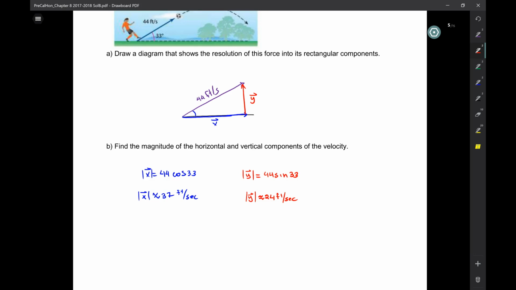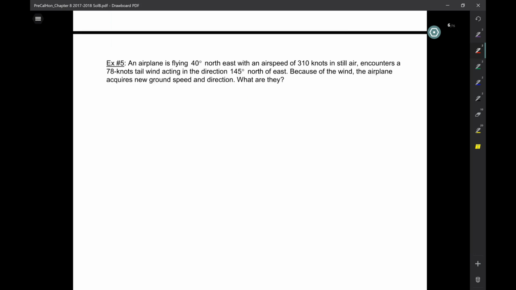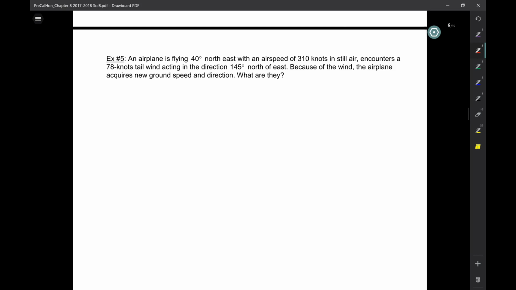But I have a question. What if the player just kicked it on the ground or whatever? I'm just going to set this one up and then there is another one that I want to do.